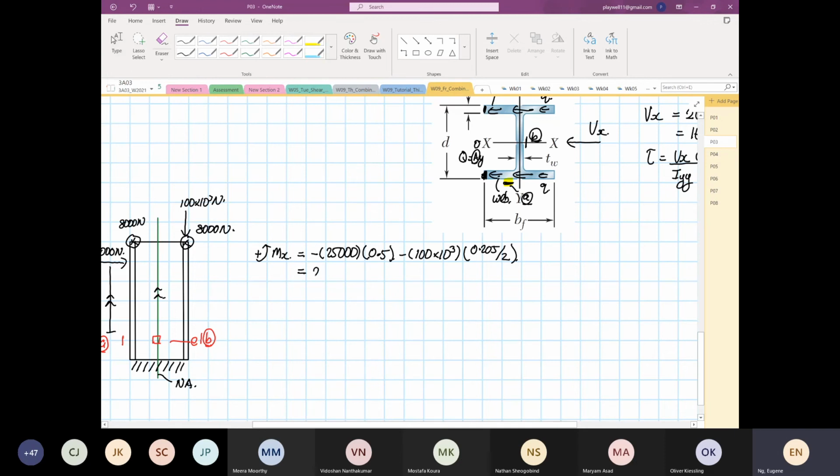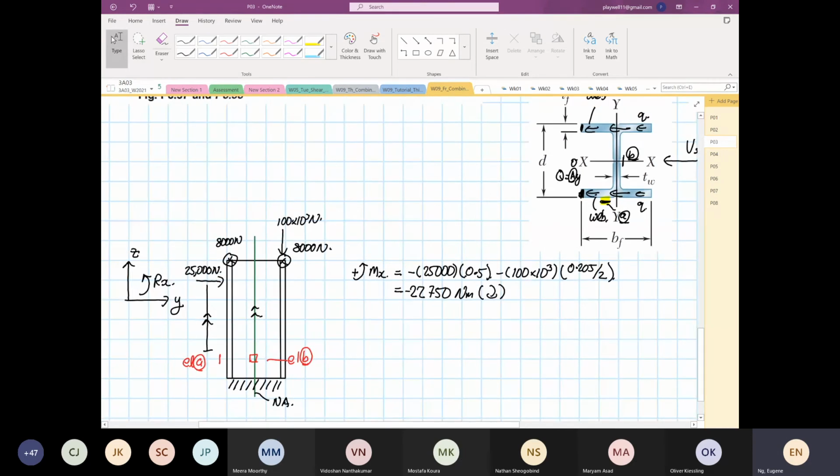It is minus 22,750 Newton meter. So my direction, minus, is going this way. Is it going that way? Yes. So over here is compression, and this here is tensile.